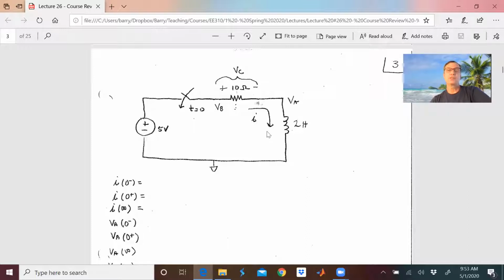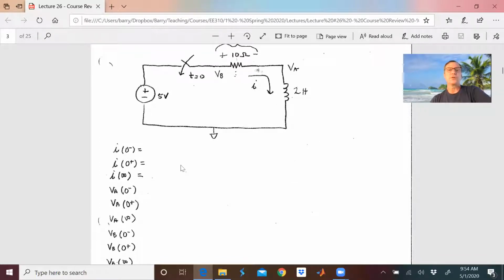VA at 0 minus, no voltage across that inductor at steady state. So therefore VA at 0 minus is going to be 0. And then we showed in our triage that at t equals 0 plus, we're going to have 5 volts here. We're going to have no current through here because we can't change this current quickly. It's going to give us 5 volts here. So VA at 0 plus is going to be 5 volts. And we get a warm and fuzzy because we know we can change the inductor voltage quickly. VA at infinity is going to be 0 because there's no voltage across that inductor at steady state.